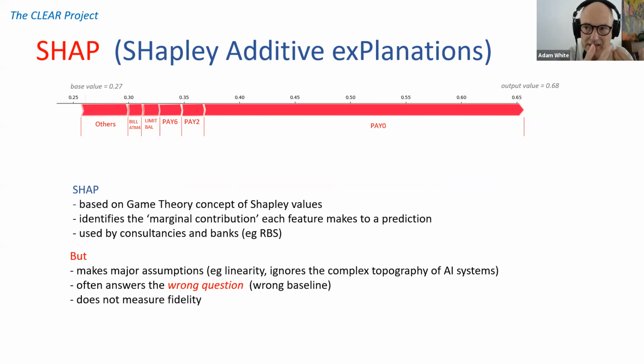Like Lime, it generates synthetic data, does a simple linear regression, but it differs from Lime primarily when it comes to doing the regression and in how it weights the data points, and it weights them in such a way as to produce what are called Shapley values. And Shapley values come from game theory and identify the marginal contribution each feature makes to a prediction. Okay, but like Lime, SHAP doesn't measure its fidelity. And we found when we started looking at the regressions, they often have very poor R-squareds.